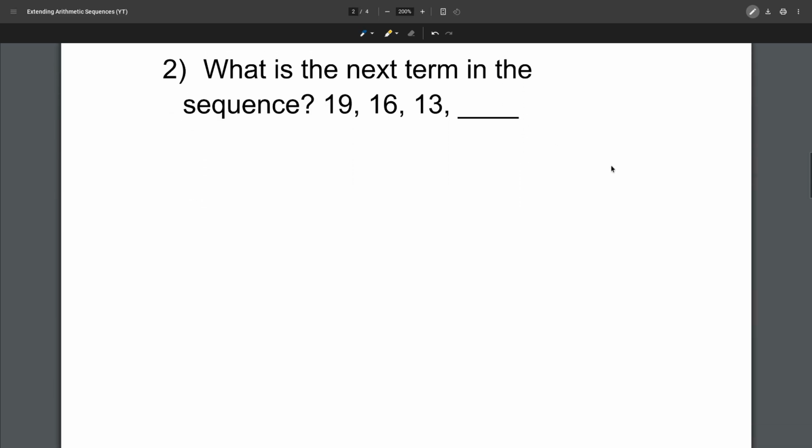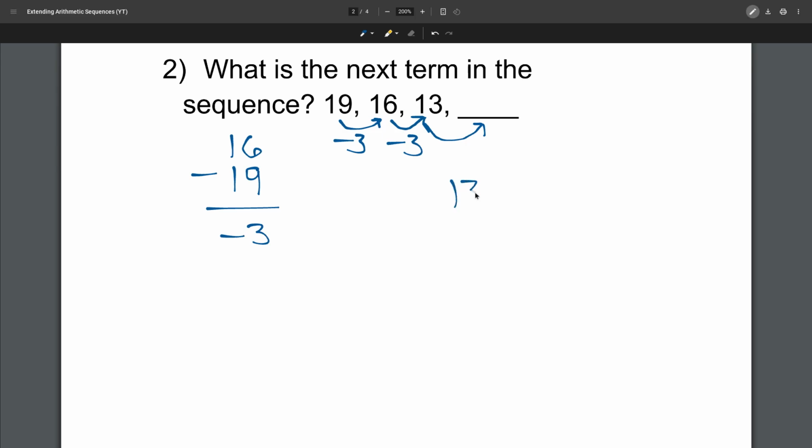All right, what is the next term in the sequence? We have 19, and then we go to 16, and then we go to 13. Okay, so it looks like we're dropping. So let's do 16 and take away 19. If we take away 19, we get negative 3. So we're actually decreasing by 3 each time. And to go from 16 to 13, you can also see we decrease by 3. So if we go down from 13 to the next term, we'll take 13 and subtract 3 off of it to get 10. So our next term is 10.